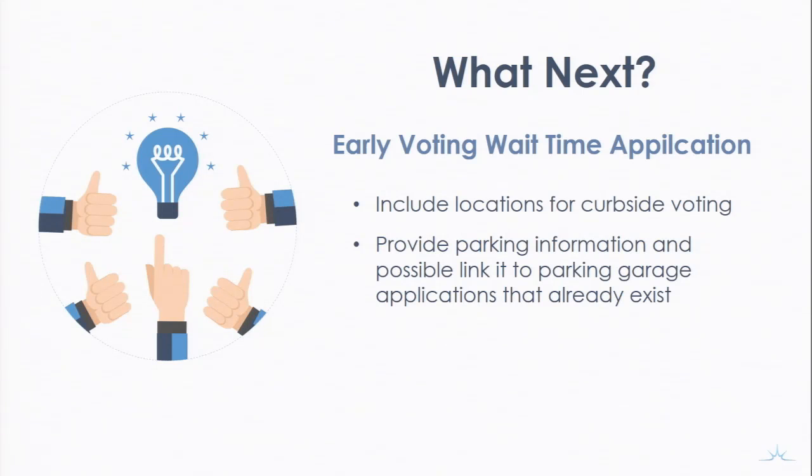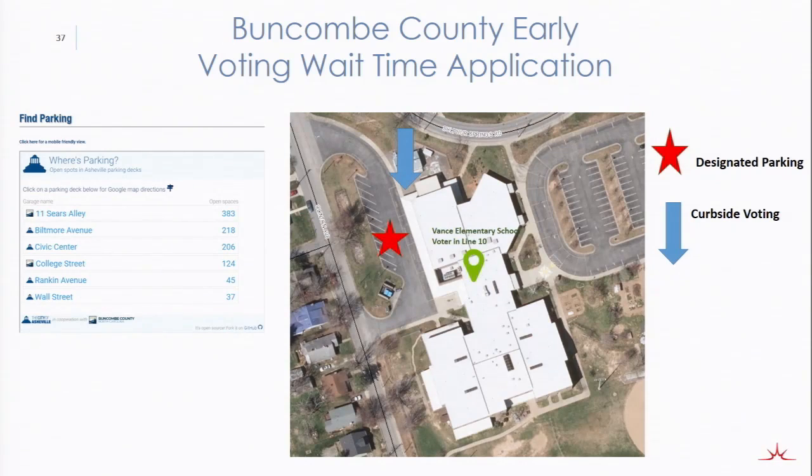We'd also like to provide parking information and possibly link to the parking garage application that already exists. The City of Asheville developed this parking app, and it shows you how many spaces are left in each garage downtown. So this would be really useful for locations downtown, and also show on the map where designated parking is.